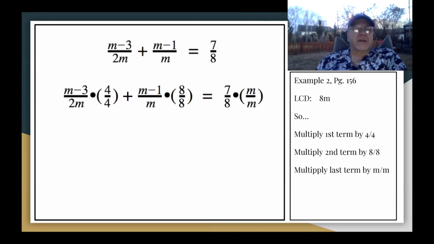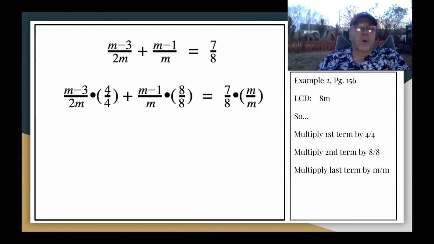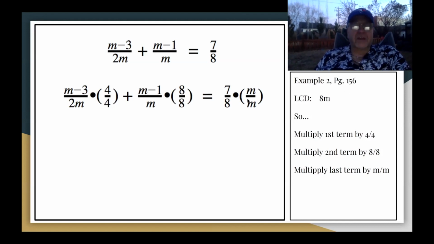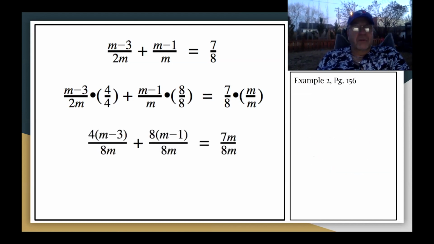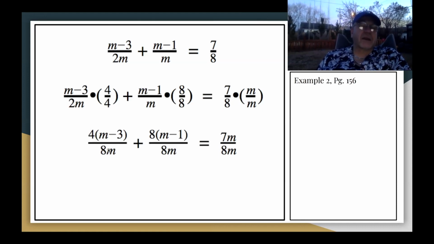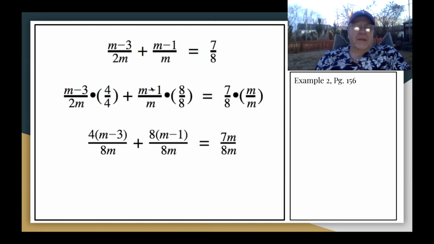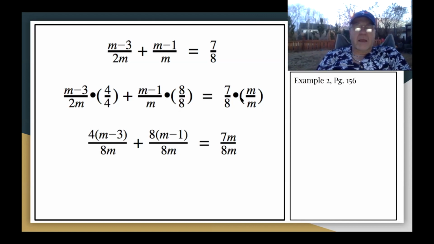So here's what we're going to get. There's the first term multiplied by 1. There's the second term multiplied by its version of 1. And finally, the last term multiplied by its version of 1. Let's distribute those multiplicands across. Good. So I've kept the 4 outside the m minus 3, but I've multiplied 4 times 2m to give us the 8m. And same thing here and here. And same thing here, 7m over 8m.